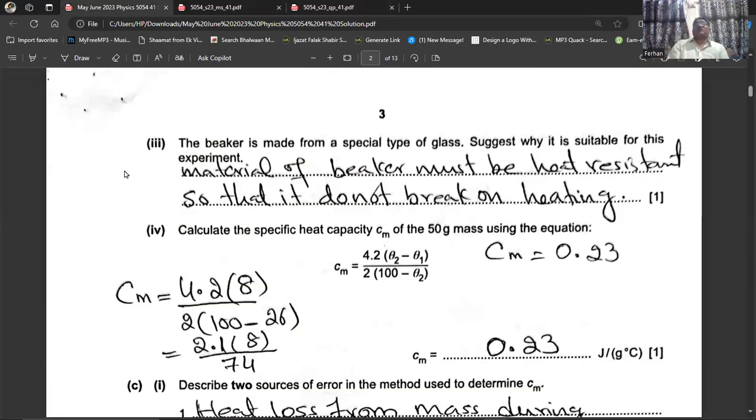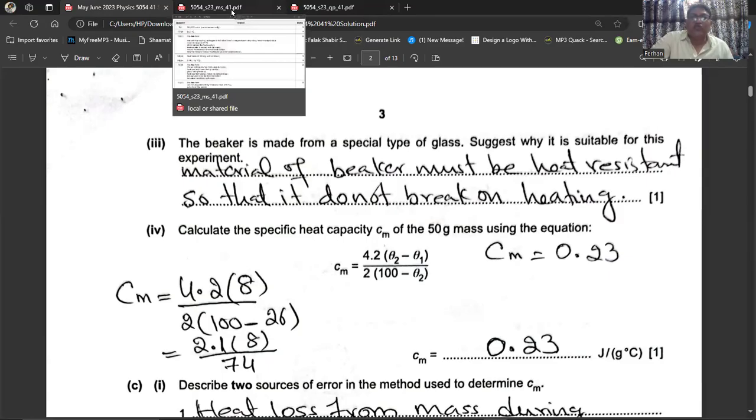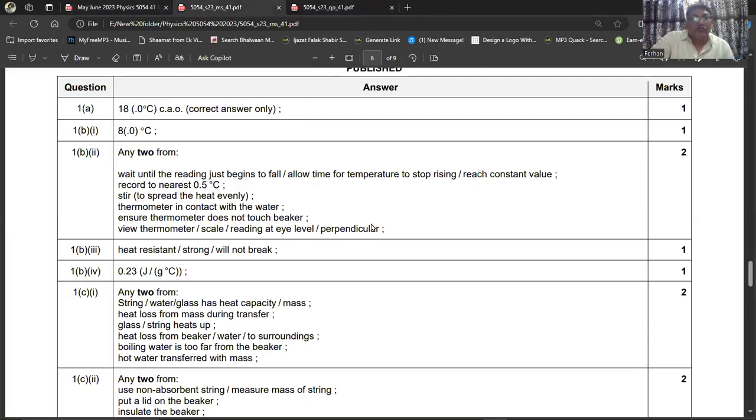Material of the beaker must be heat resistant so that it does not break on heating, or when you pour hot water in it, or when the water in it becomes hot, it should not develop cracks. So let me show you. This is the answer.